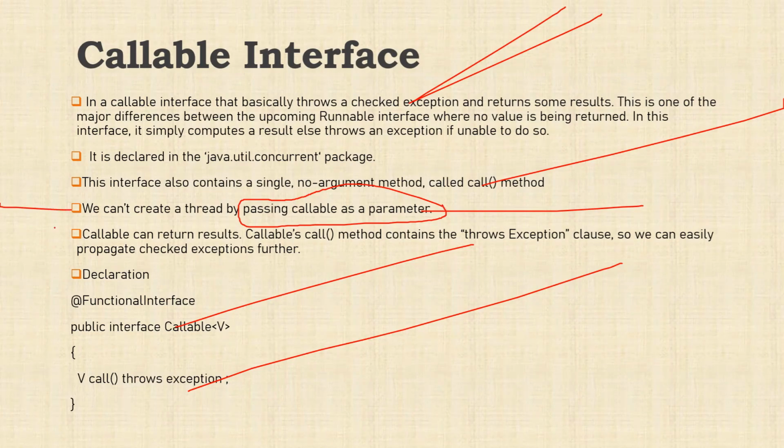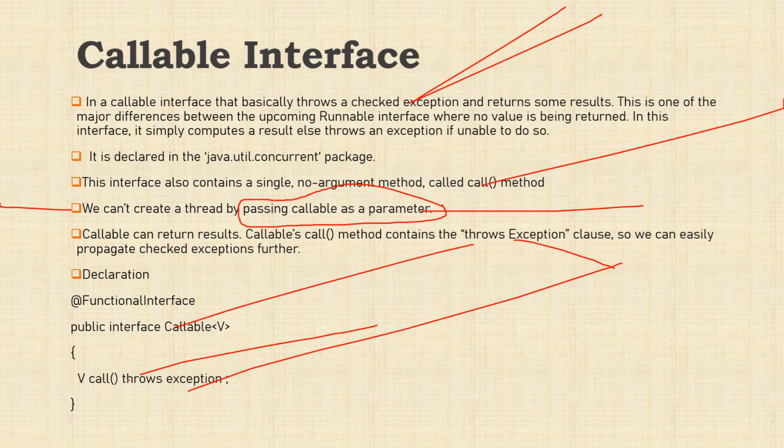So this is a mandatory point. And callable can return a result. Callable's call method contains the throws exception clause, so we can easily propagate a checked exception further. In the signature we are seeing throws Exception, so we can delegate the exception, with no need to handle it. This is the advantage of the callable interface.